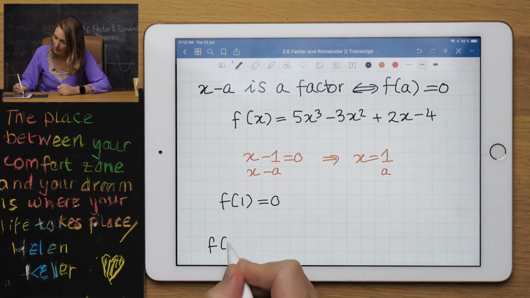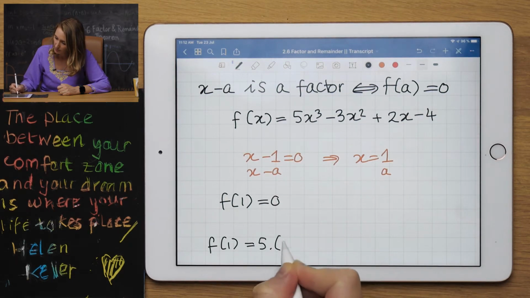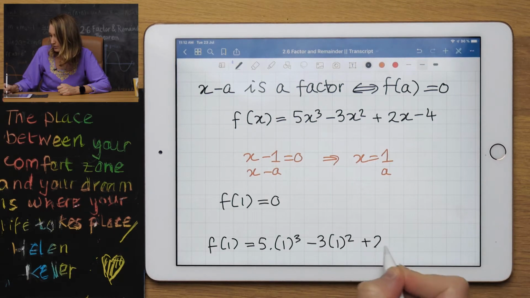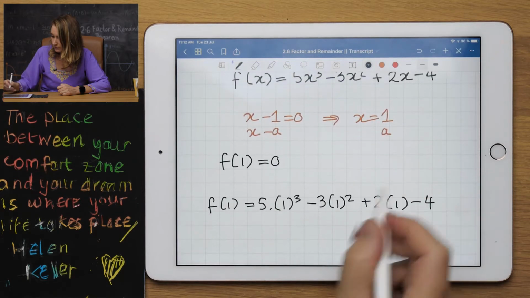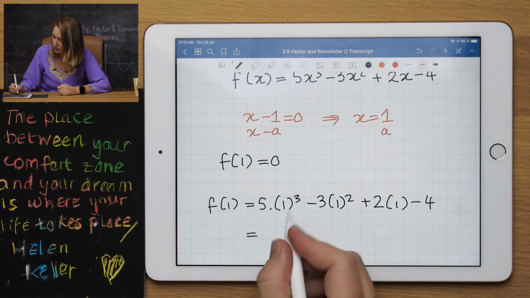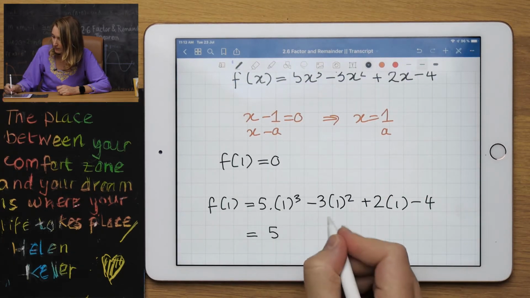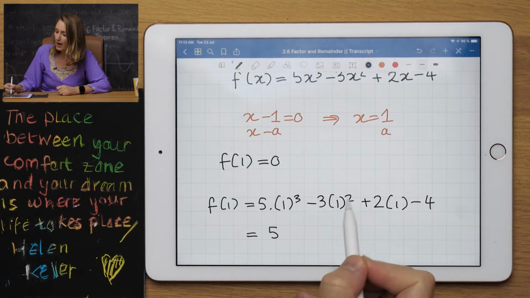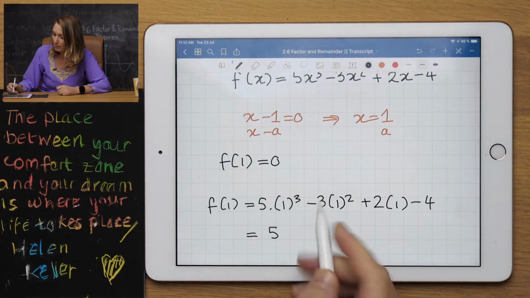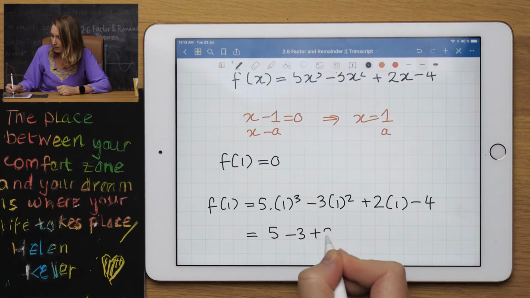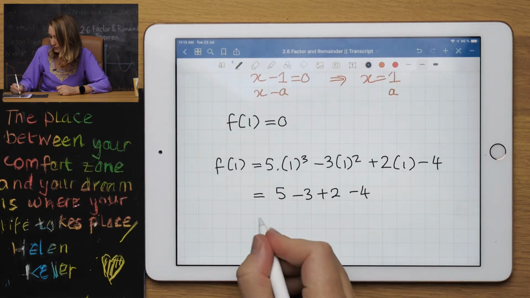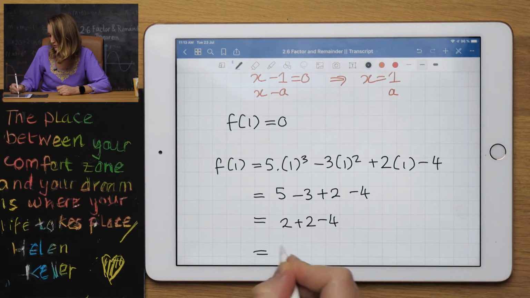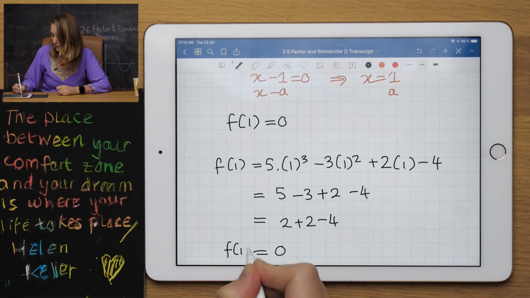Okay, so here we go. F of 1 is equal to 5 times 1 cubed minus 3 times 1 squared plus 2 times 1 minus 4. Okay, so 5 times 1 cubed is 1, so 5. 1 squared is also 1. Remember, you always want to do the power of 2 before doing multiplying by minus 3. So 5 minus 3 plus 2 minus 4. 5 minus 3 is 2. 2 plus 2 minus 4. So that's 0. So f of 1 is 0.